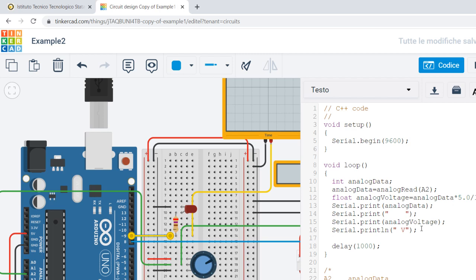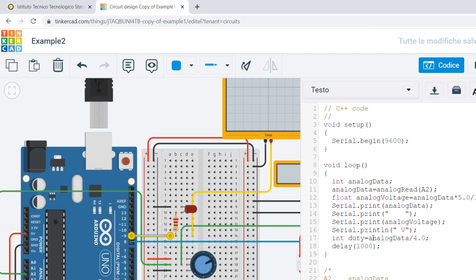the variable duty cycle, we call it duty, is equal to analog data divided by 4. Why do we divide it by 4? Because analog data changes from 0 to 1023, while the duty cycle changes from 0 to 255. So the duty cycle is an 8-bit number, while analog data is a 10-bit number.